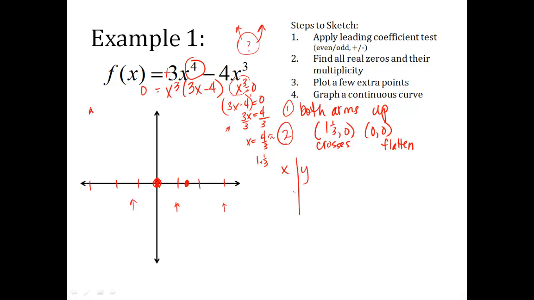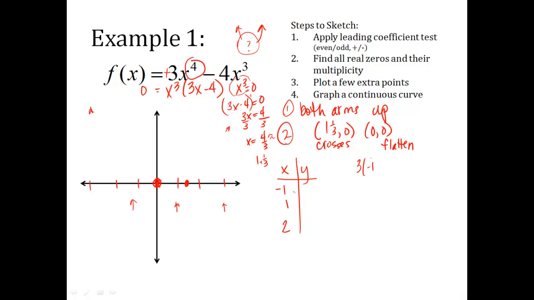So I make an XY table. Where do I need one? I need one over here to the left of 0, 0. So make it simple. Use -1. I need a point in between 0 and 1 1/3, so that would be a 1. And a point to the right of 1 1/3, which would make it a 2. Keep them low numbers so they're easier to work with. And then I plug them into my original equation.